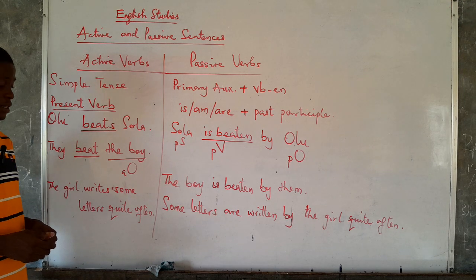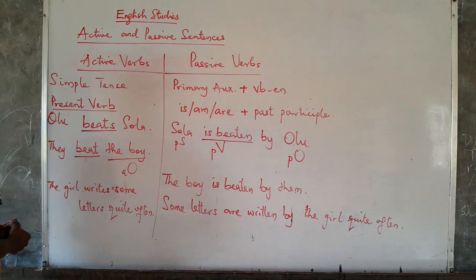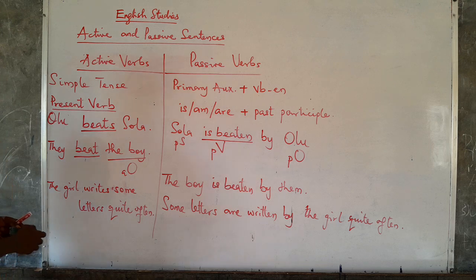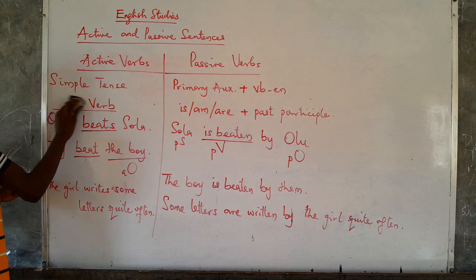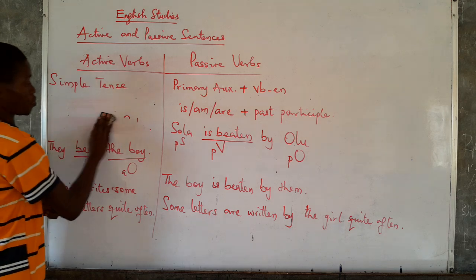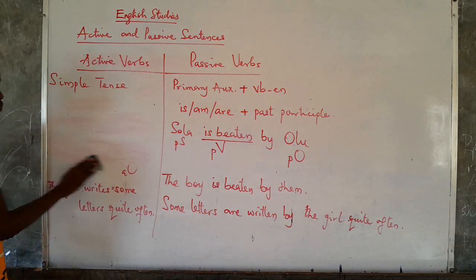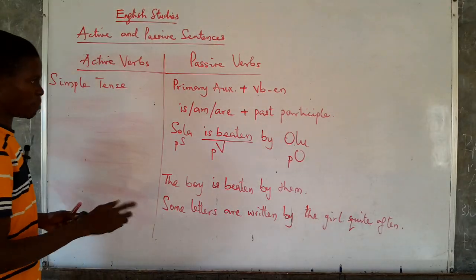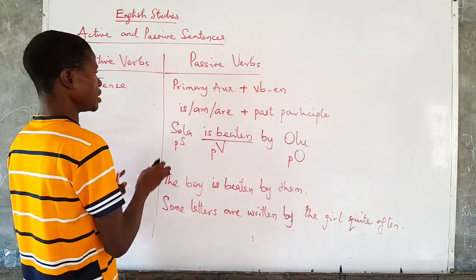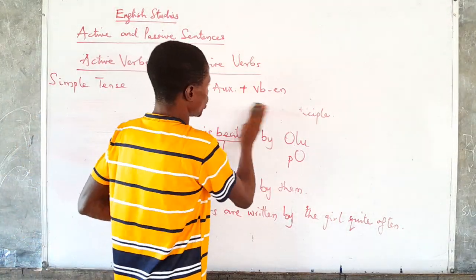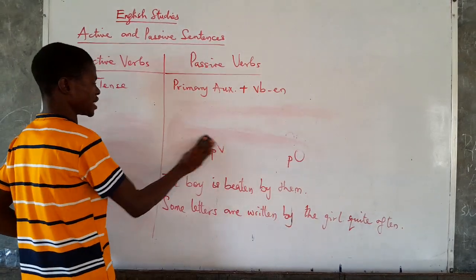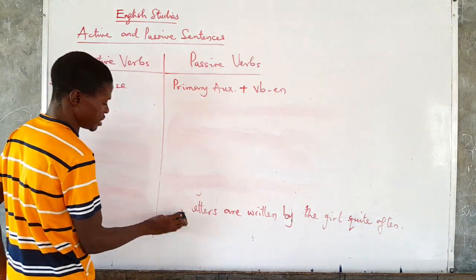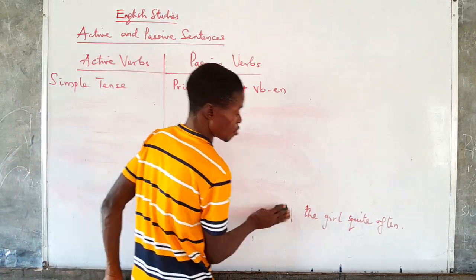But let's examine the past form of the simple tense. Now, the same rule is still going to be used. The same method. Once we have the primary auxiliary, it will be plus verb en. That is what we're going to use to convert that to passive verb. Let's examine the past as well before we call it a day.